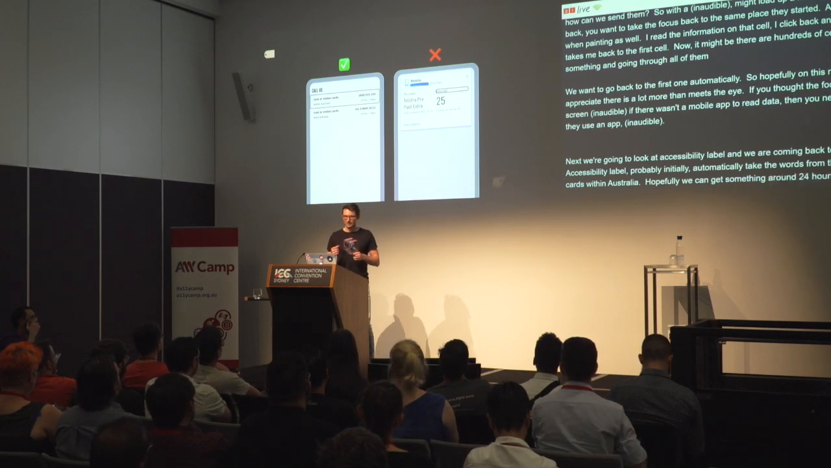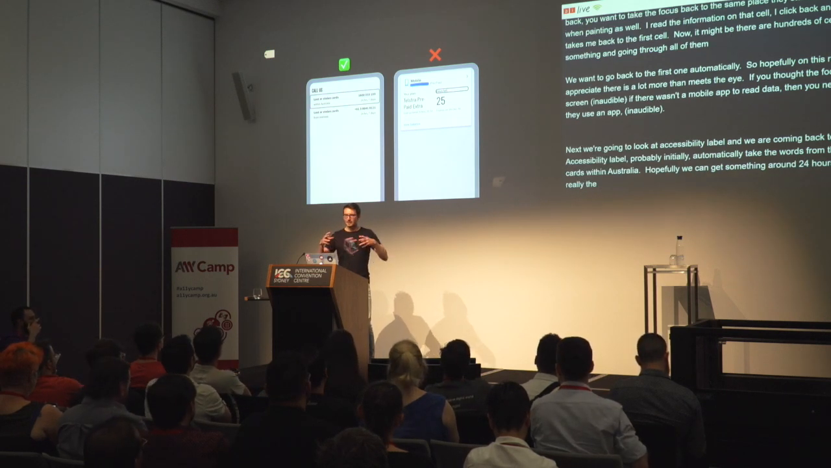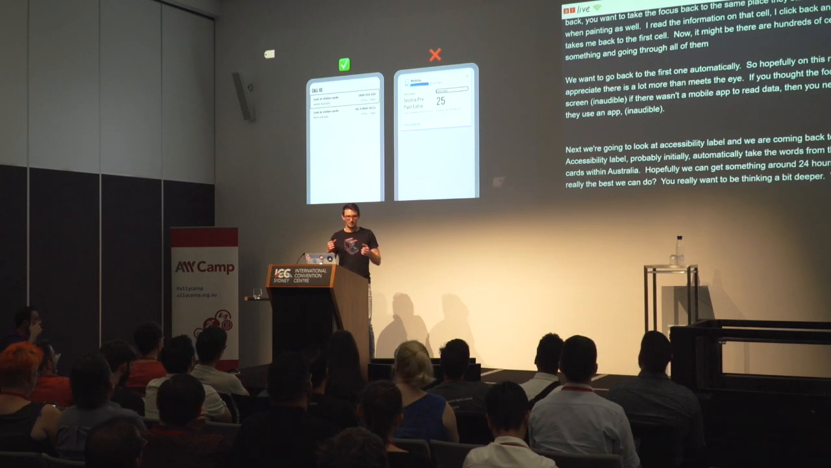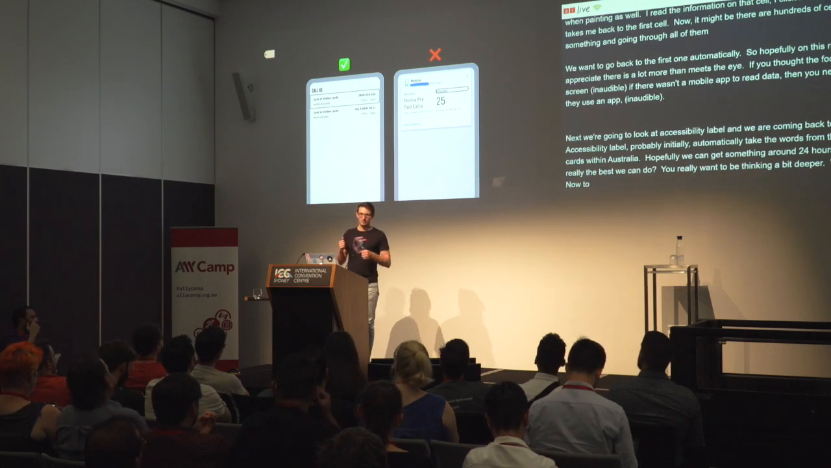With accessibility labels, we really want to be thinking a little bit deeper. We've thought about the focus. Now, how can we provide context for the user in the label? And this links back to the section heading. Instead of just saying lost or stolen cards, let's include that in.